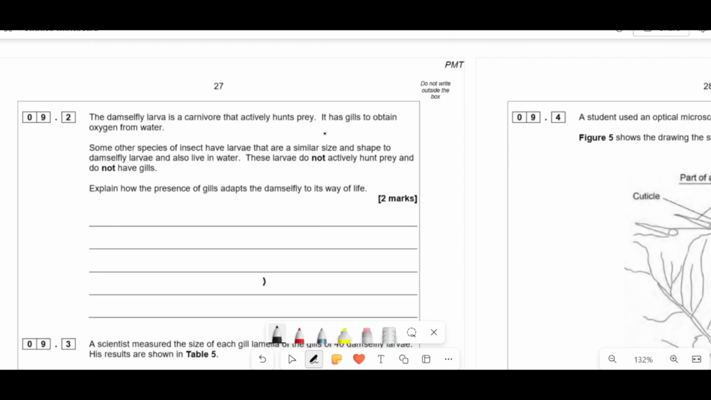So the damselfly larva is a carnivore that actively hunts prey. It has gills to obtain oxygen from water. Some other species of insect have larvae of a similar size and shape and also live in water, but these do not actively hunt prey and do not have gills. Explain how the presence of gills adapts the damselfly to its way of life.